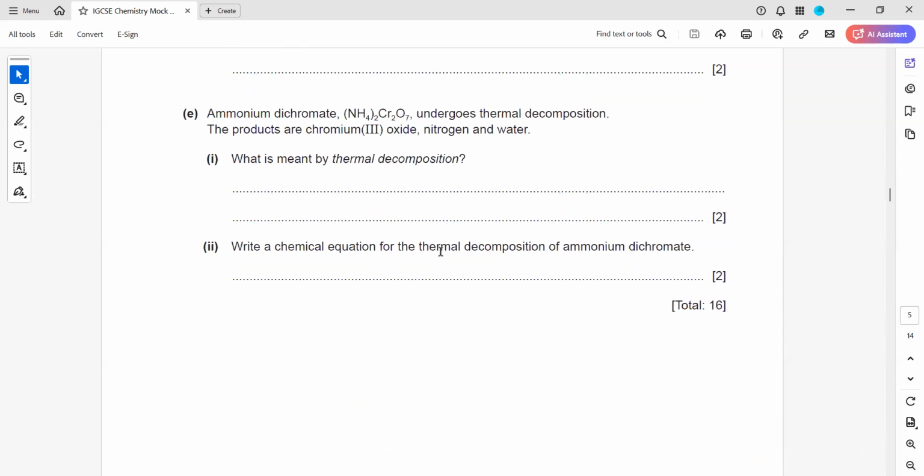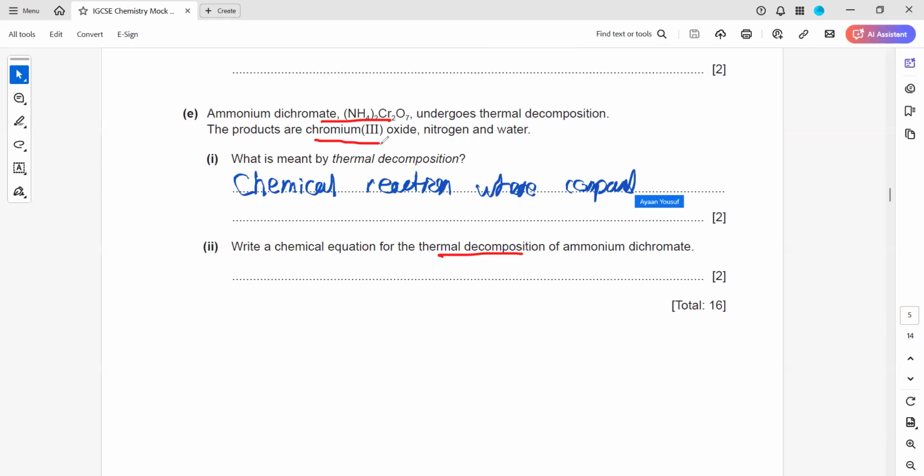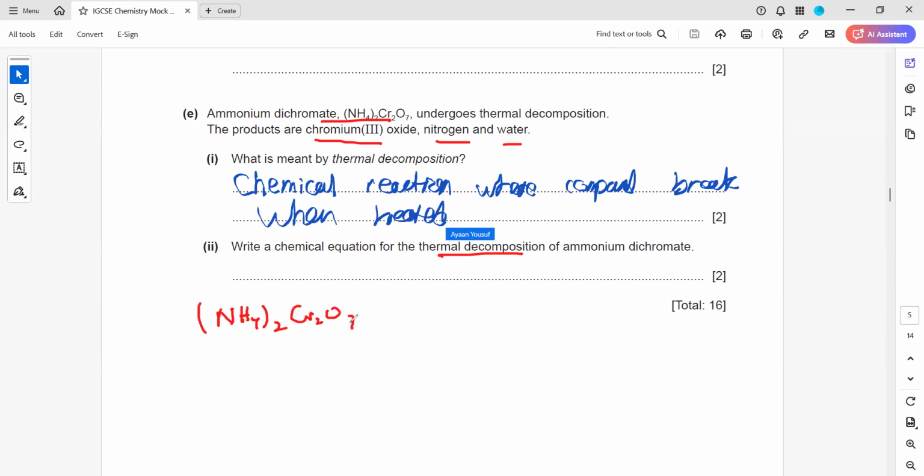Then ammonium dichromate undergoes thermal decomposition. Breakdown of a substance by the action of heat is called thermal decomposition. Then the equation, as I mentioned, ammonium dichromate, the products are chromium(III) oxide, nitrogen and water. So this is ammonium dichromate, (NH4)2Cr2O7. It forms chromium(III) oxide. So chromium(III) oxide, chromium will be +3 and oxygen will be -2. So chromium(III) oxide will be Cr2O3 plus nitrogen N2.